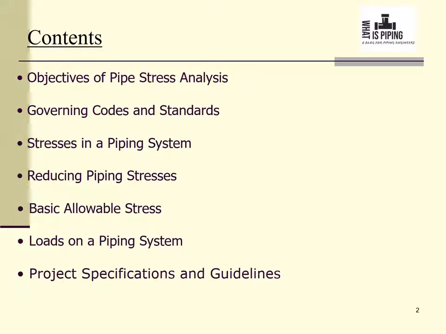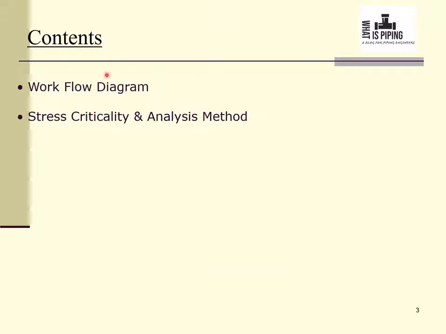Then basic allowable stresses, the material allowable stresses as given in various codes. Then loads on a piping system, various kinds of loads that are generated in the piping systems, which in turn generates piping stresses. Now next, project specifications and guidelines. The workflow diagram, means how piping stress fits in EPC organizations along with various other organizations. And finally, stress criticality and analysis methods.